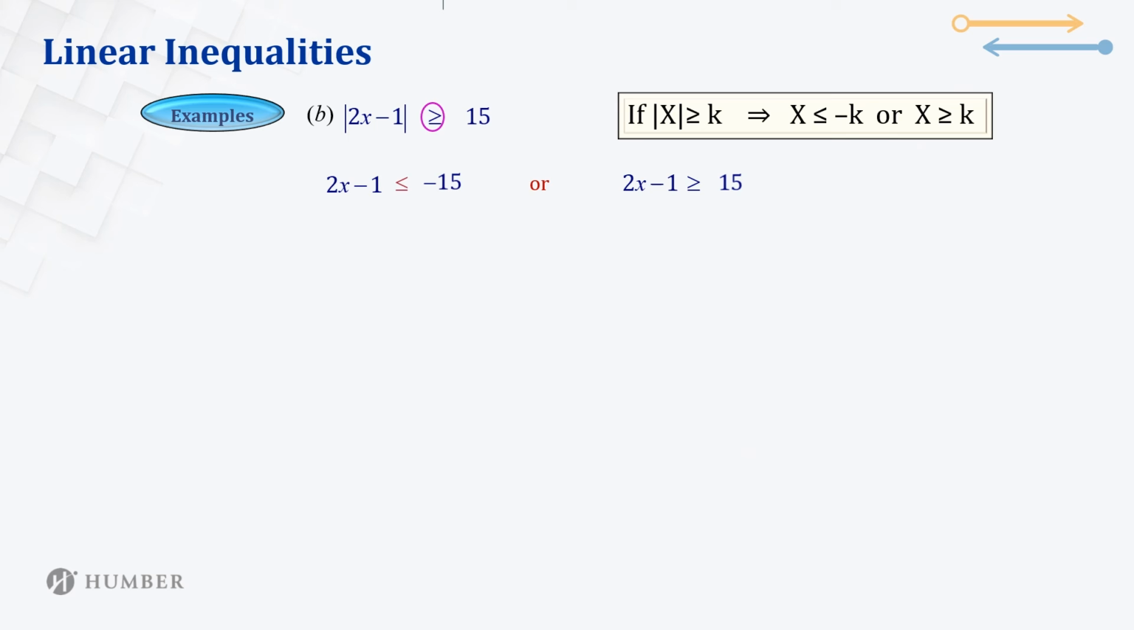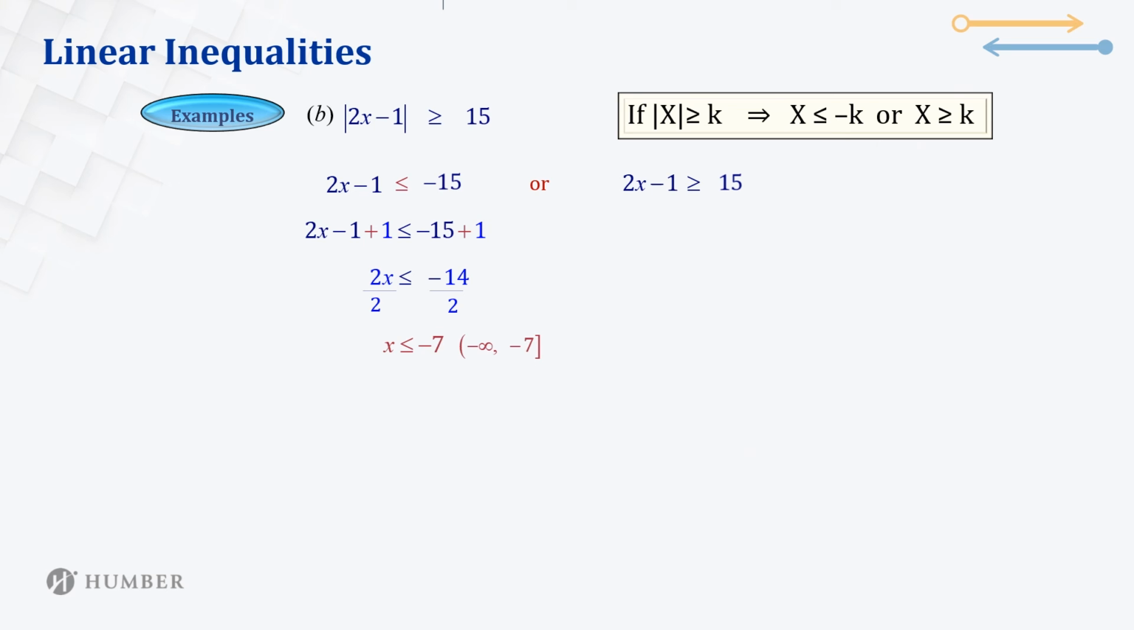Let's go ahead to solve the problem. We add 1 on both sides to get 2x is less than or equal to negative 14. Now we need to divide both sides by 2. So the first answer is x is less than or equal to negative 7.